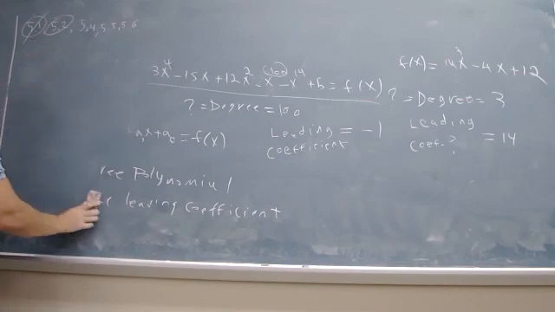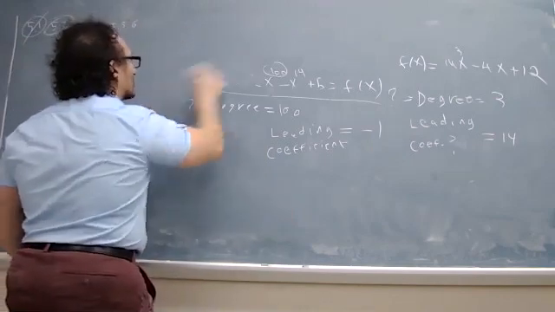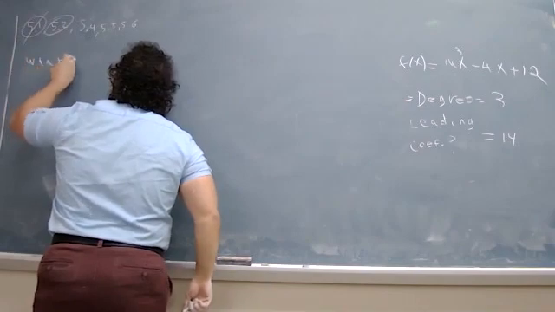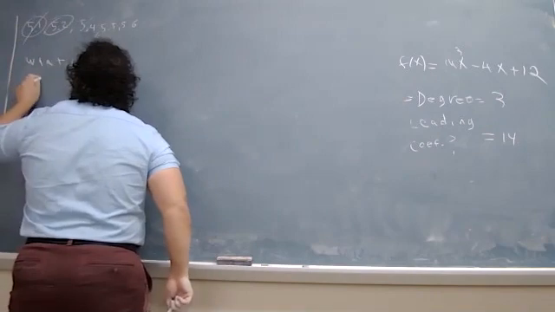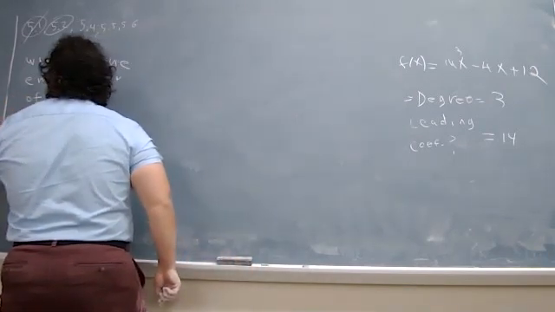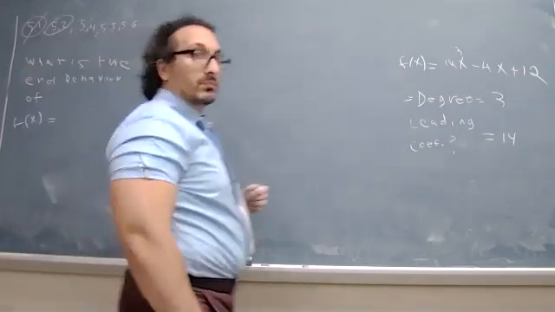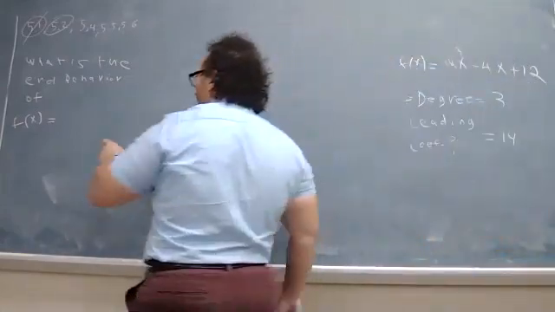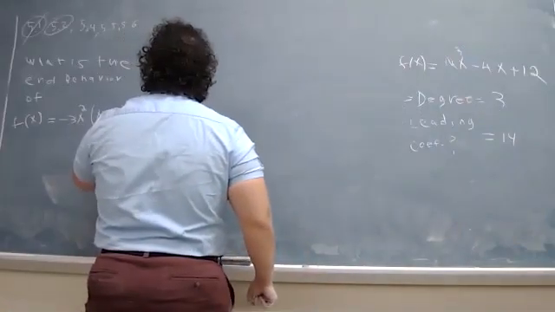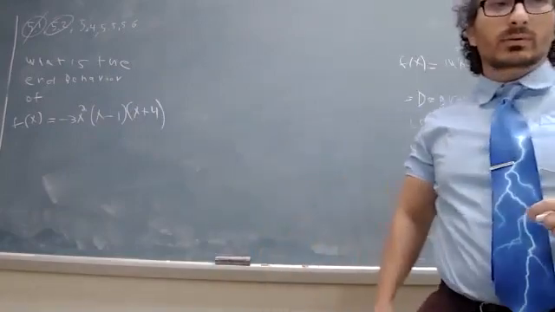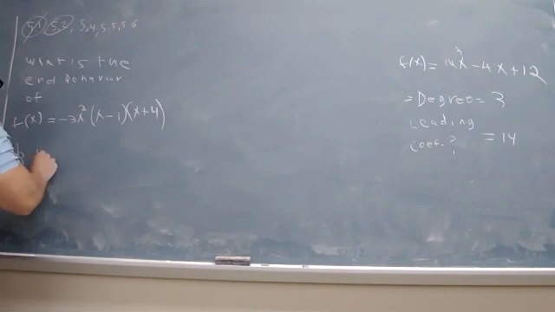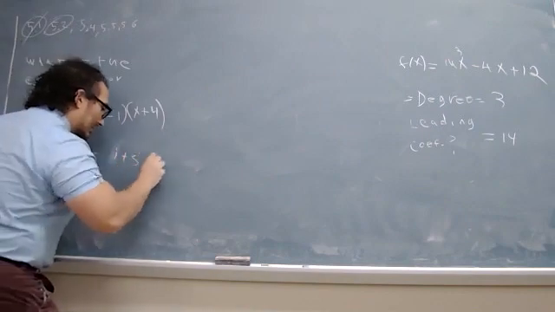So now let's use what we've learned so far and apply it to polynomials. Meaning, let's discuss end behavior. Negative 3x squared times x minus 1 times x plus 4. Okay. What is the end behavior of this guy? And what is its degree?